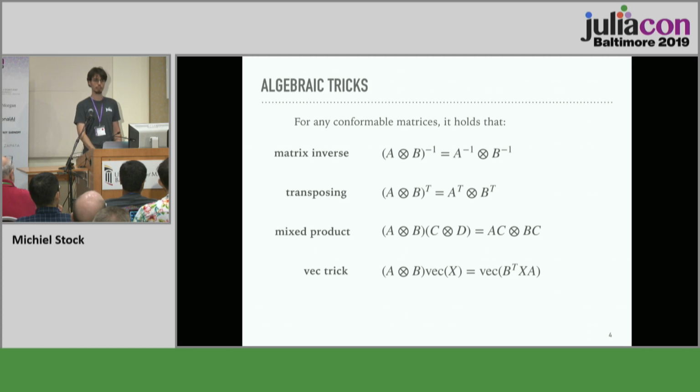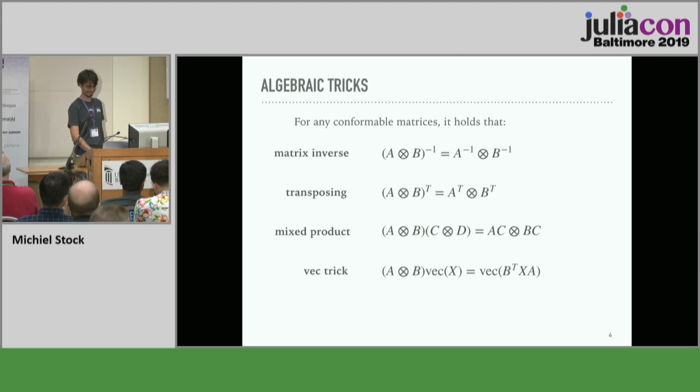The mixed product is BD, no? BD, not BC? Otherwise, D doesn't show up. That's a typo. It's correct in the package. Unit tests.